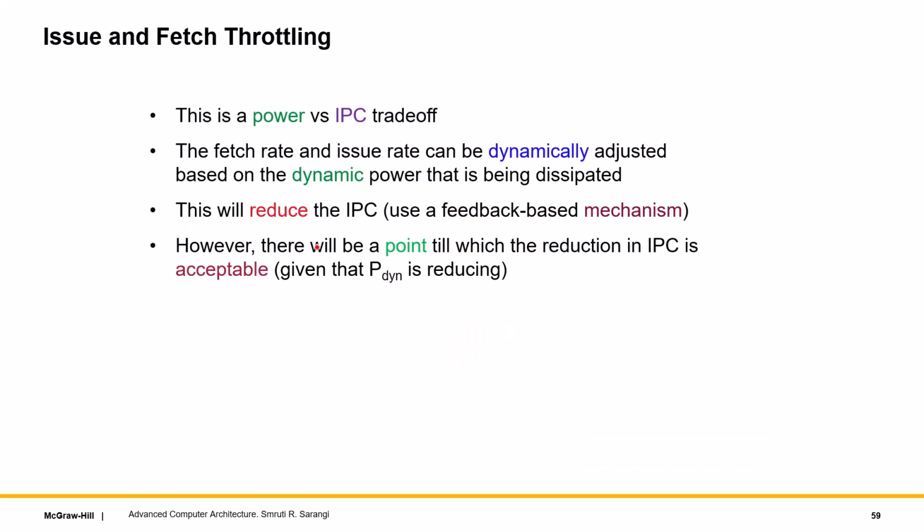Other simple ideas: issue and fetch throttling. So clearly there's a power versus IPC trade-off. As you do more architectural tricks, you spend more power. So the fetch rate, issue rate, commit rate, essentially how wide your processor is, can be dynamically adjusted. Saying instead of issuing 6 instructions per cycle, I will issue 4. That will bring down your power automatically. Of course, it will bring down your IPC, but you need to make a trade-off. The entire thing is about trade-off.